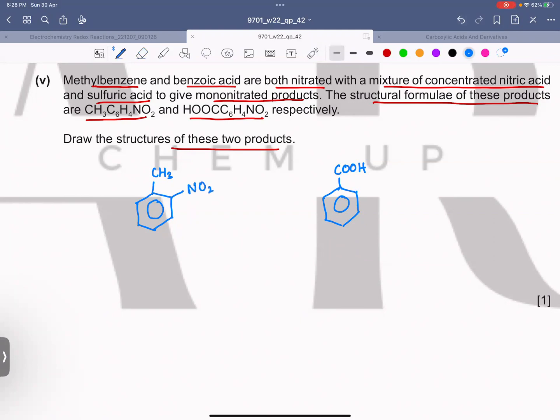And here, because carboxylic acid, this COOH group, is actually electron withdrawing in nature, the substitution occurs at position 3 or position 5. So the nitro group would be placed over here. Is this understandable to everyone?